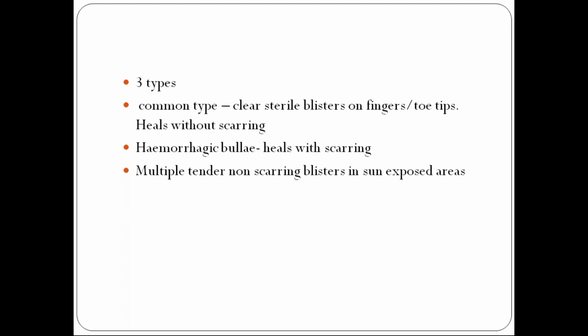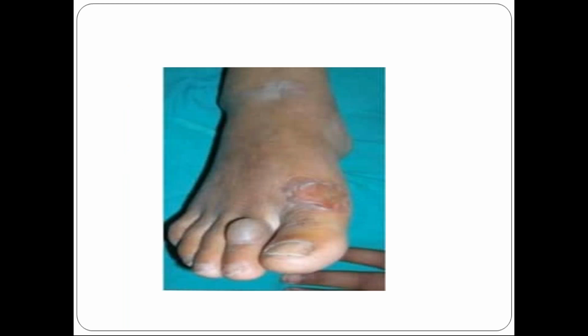There are three types of this bullous diabeticorum. The most common type is clear sterile blisters on fingertips and toe tips, which heal without scarring. Next, there is hemorrhagic bulla, that means when the bulla ruptures, it contains blood in it. This heals with scarring. Multiple tender non-scarring blisters in sun-exposed areas is the third type. See, here you can see the bullous diabeticorum over the dorsum of the second toe.